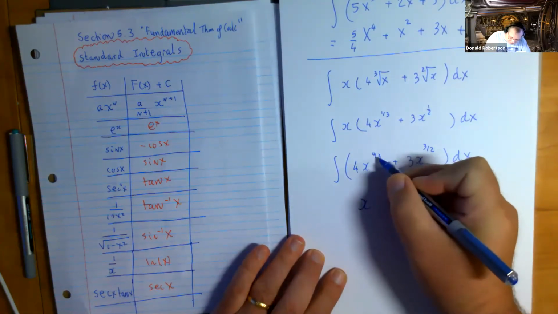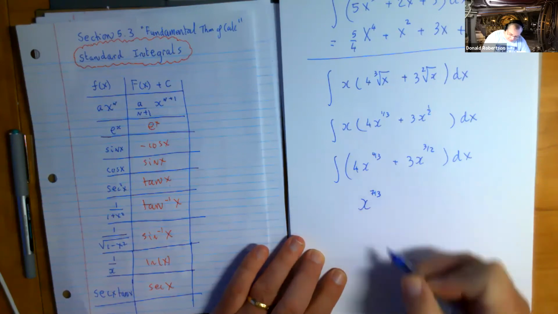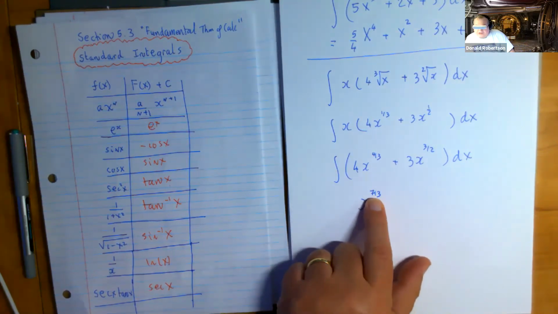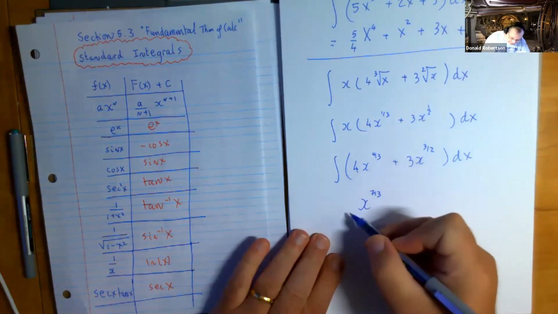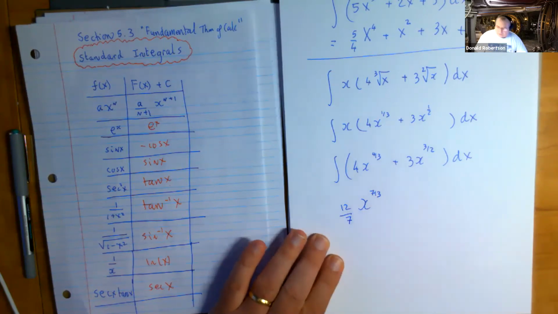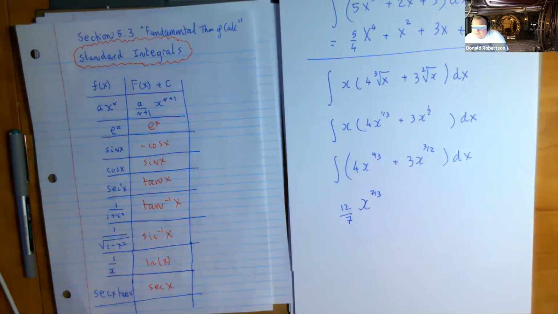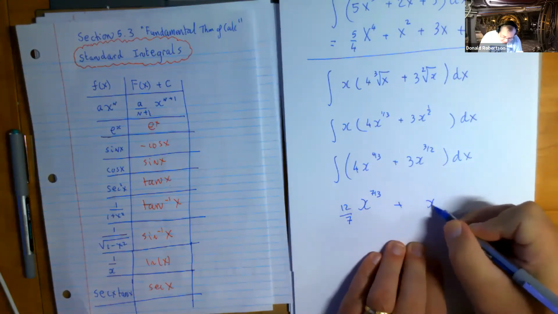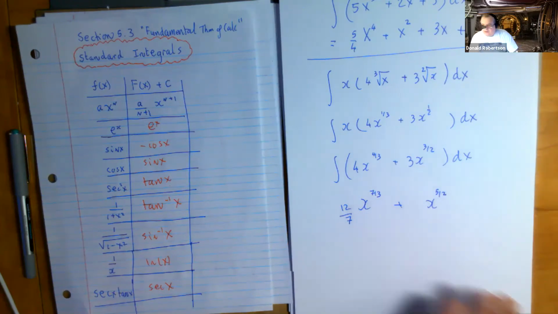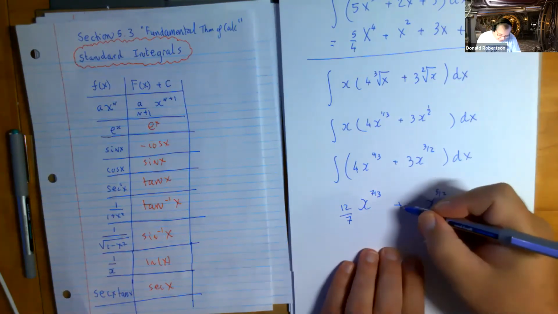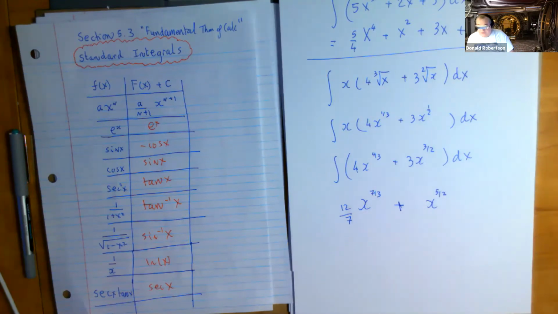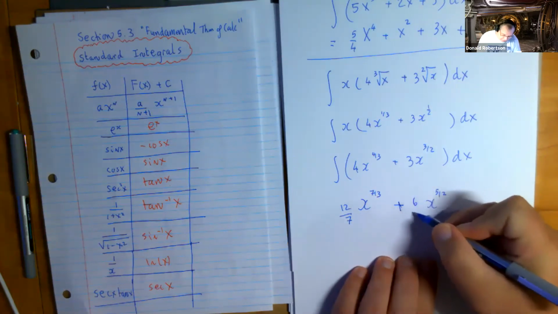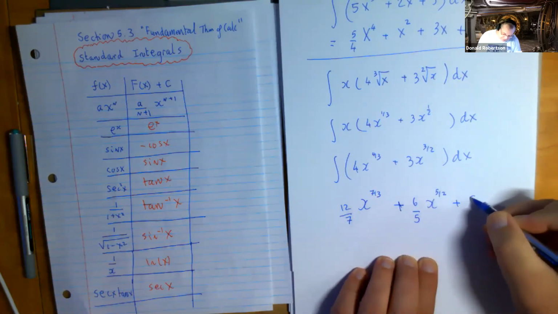Add 1 to the power and you get 7/3. Dividing by 7/3 is the same effect as multiplying by 3/7. 3/7 times 4 gets me 12/7. You happy where the 12/7 are coming from? Second one, add 1 to the power. Divide by the new power, which in this case is 5/2. Dividing by 5/2 is the same as multiplying by 2/5. That's where the 6/5 comes from, plus c.